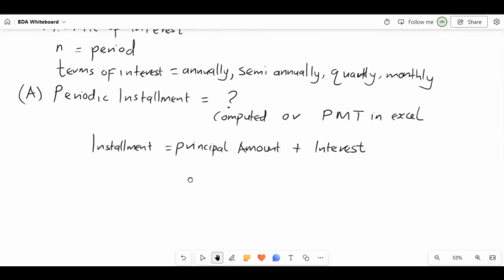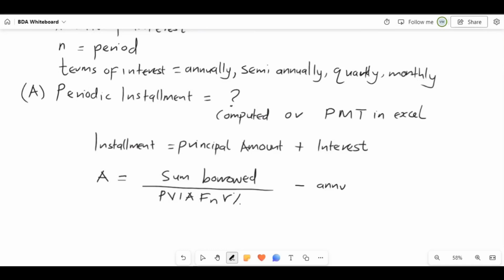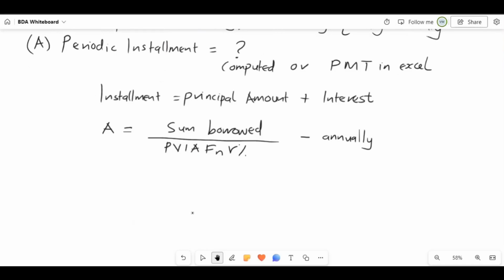When we are doing this in our financial management class, we say that if you want to get this periodic installment A, then it is given by the sum borrowed divided by the present value interest annuity factor, N, R%. This is where the terms of the loan are annual, or interest is annual.